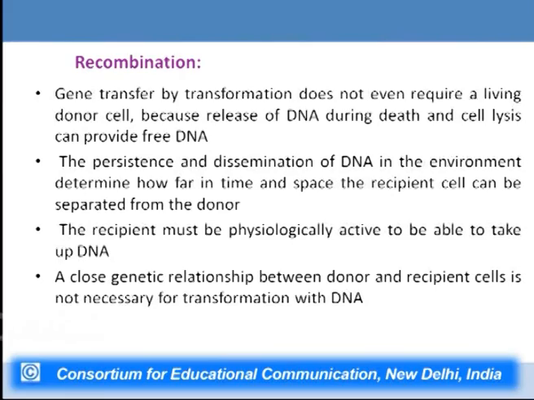And also, a close genetic relationship between donor and recipient cell is not necessary for transformation with DNA. As we saw, in conjugation, the strains in which conjugation is occurring must be related, they must be different strains of the same species. Whereas in the case of transduction, there must be some relatedness in the fact that the bacteriophage must be able to infect both the strains of the bacteria. Whereas in the case of transformation, no specific relationship is required between the donor and the host bacteria, because the free DNA is encountered by any cell, and if it is competent, if it is able to take DNA from the medium, then it gets transformed. So there is no requirement for genetic relationship between the donor and the recipient cells.